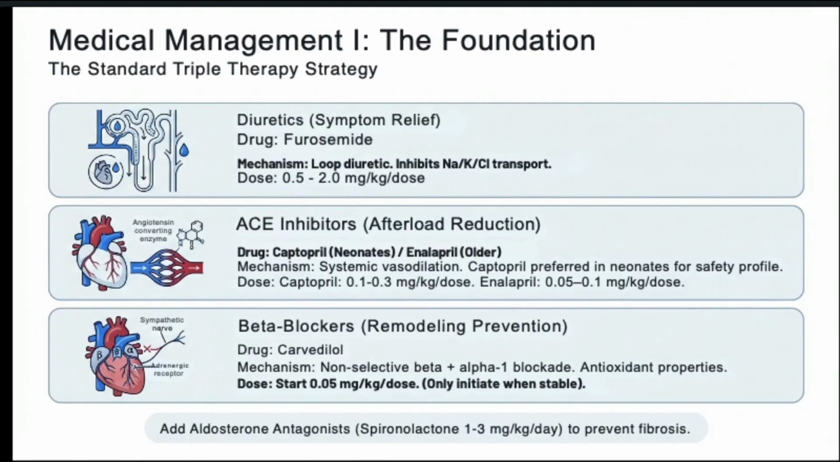But the mainstay of the treatment are your ACE inhibitors. In neonates we use captopril, in older age groups we use enalapril. The doses are different for enalapril and captopril, but these are very safe medications, and they not only cause vasodilatation, they also improve the cardiac output. And then we have the beta blockers. Beta blockers are never used in acute heart failure. They are used in stable heart failure, especially those who have increased systemic filling pressure, diastolic dysfunction, and carvedilol, which is a non-selective beta blocker, is used in this regard.